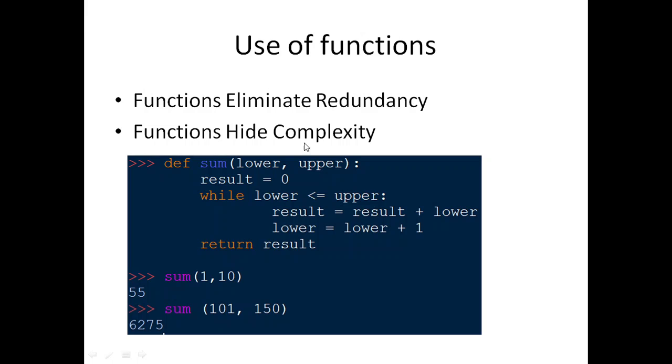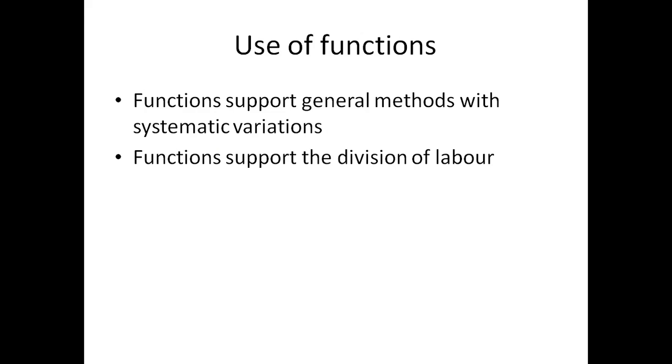And also, functions hide complexity. Previously, I have mentioned abstraction. The sum between lower and upper contains several internal details. We can see there is a while loop here, then we are incrementing this lower, then we have to add this result. All those things are happening inside the code. But we hide this complexity by simply calling this function, like sum 1 comma 10. So we'll get the result. So it hides the complexity of the program.